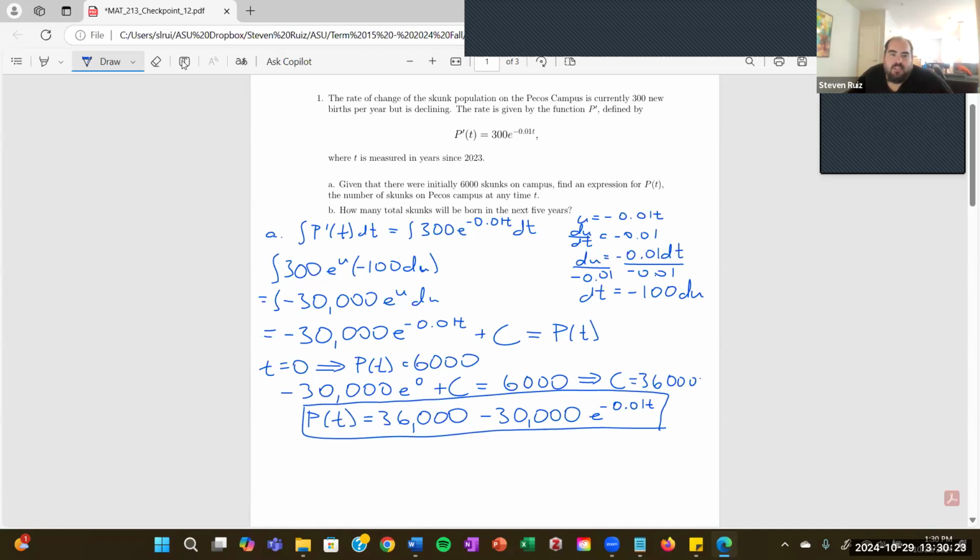So part B: how many total skunks will be born in the next 5 years? So here's what we'd like to do to answer part B. To answer part B, it might seem like all I have to do is this, P of 5, and then we're done.